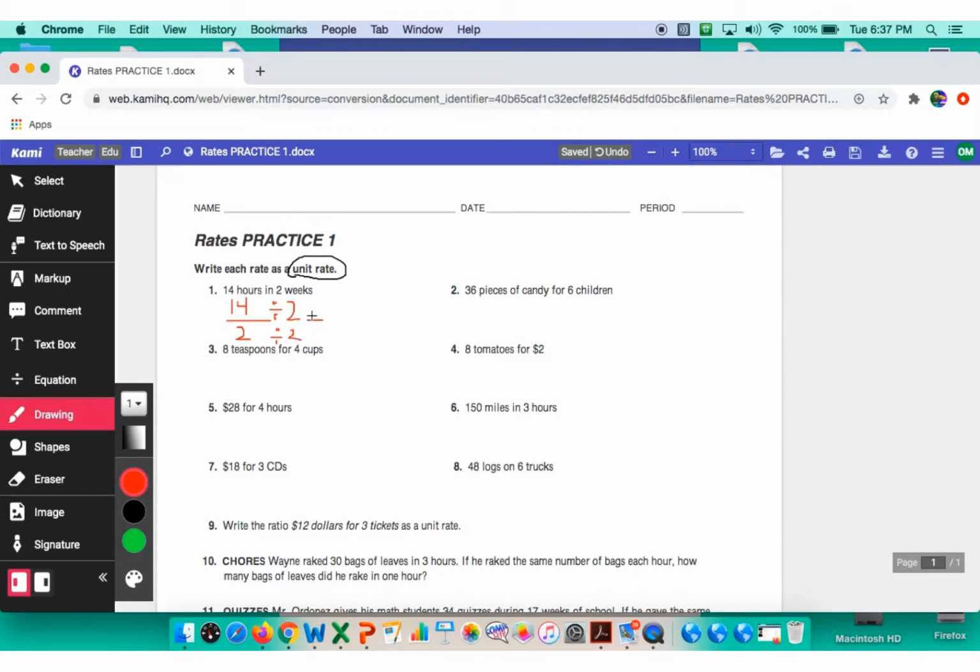So here it's 2. So 14 divided by 2 is 7. 2 divided by 2 is 1. And that's what you want. You want to have 1 in the denominator. That makes it a unit rate as opposed to a regular rate. So in mathematics, the word 1 means the same thing as unit. So unit means 1. 1 means unit. All right. So let's try another problem.